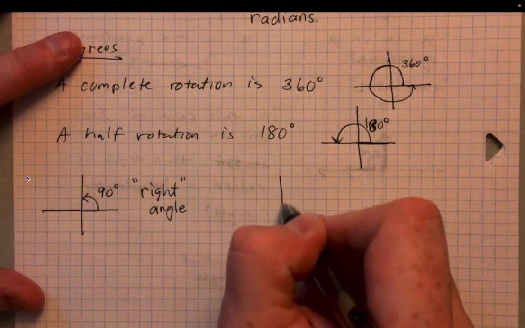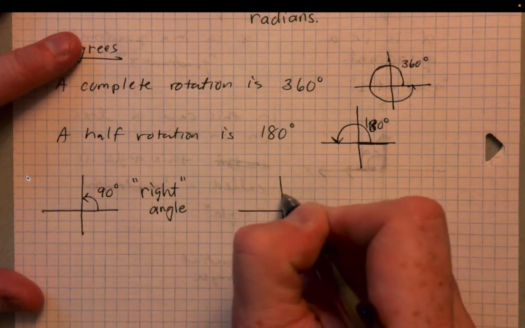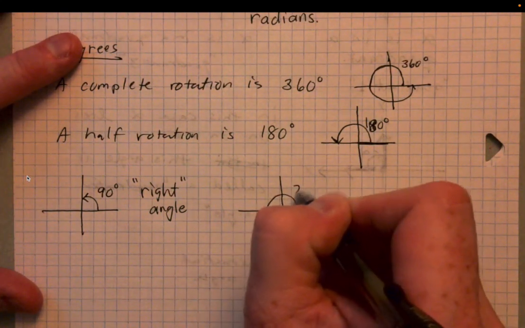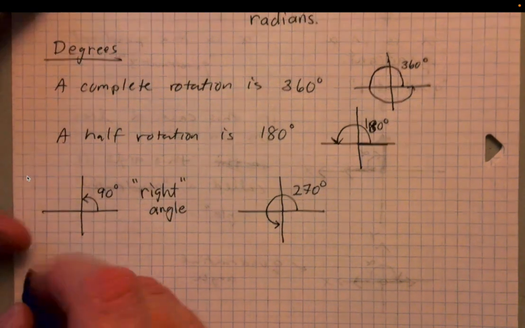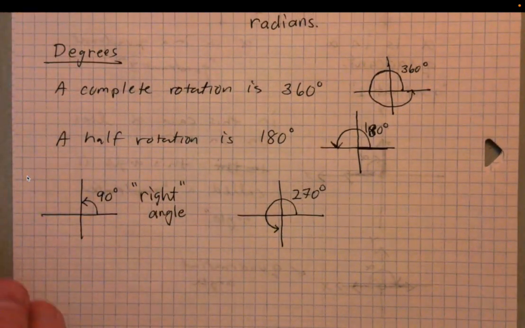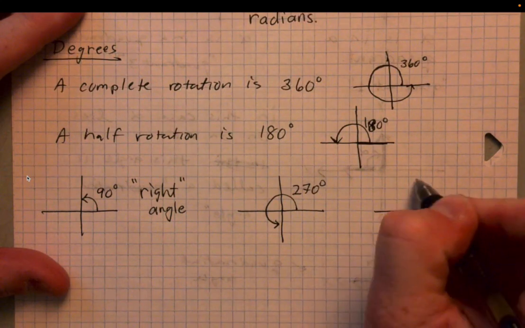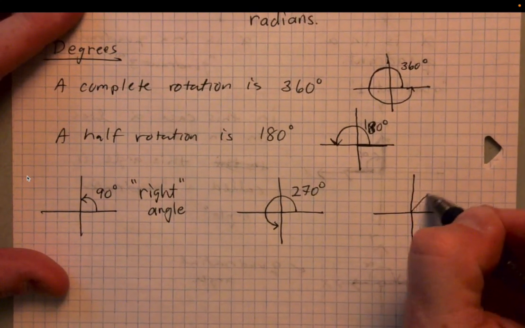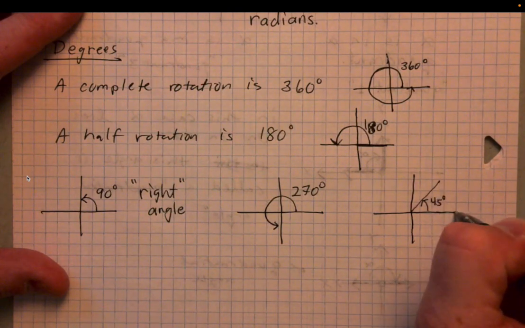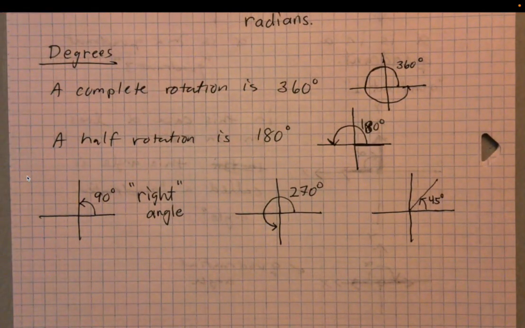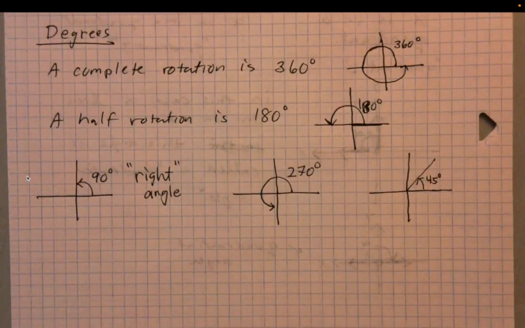And then you've got 270 degrees, which would be like that. And then everything in between. You could think of angles that are less than 90 degrees, like maybe you've got something right in the middle, like that, and maybe that's 45 degrees. Okay, and so this is the degree measure.